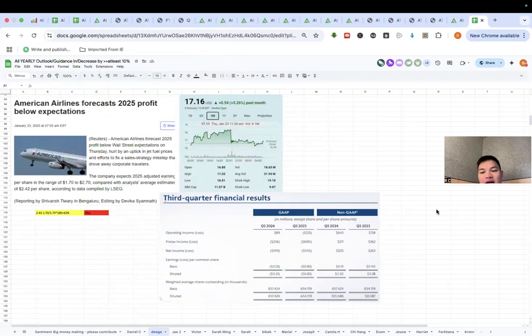Okay. And we don't compare the one with analysts because this is with analysts. 2.42 is from analysts. We don't minus the one from analysts. Okay. We minus the one from our own guidance first. And then we go to the analyst one later.